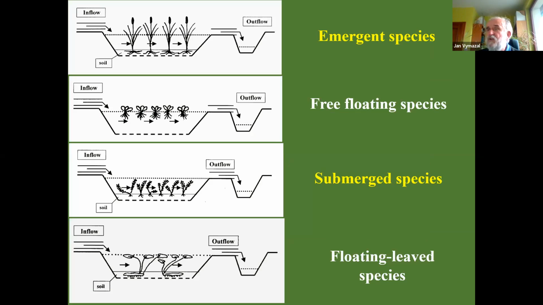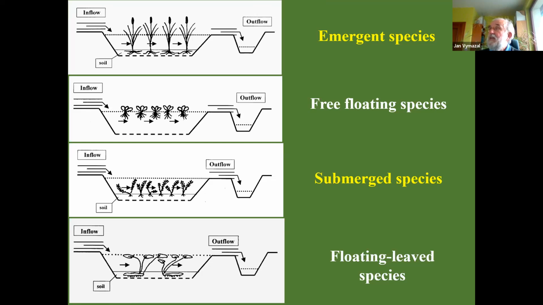Of course, if we are using free water surface constructed wetlands, there are four major types of plants we can use. Emergent plants, which root in the sediment, grow through the water column and above. I would say the typical plant is probably Typha, or in Europe, Phragmites australis. Then we have free floating plants. Those are, I think, the most common plants: water hyacinth and duckweeds.